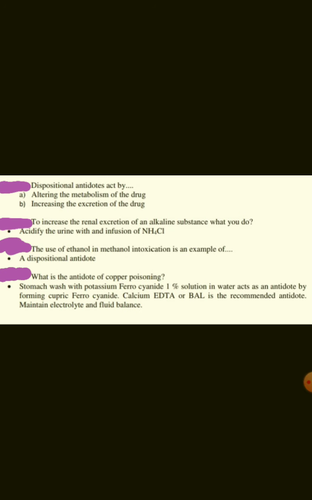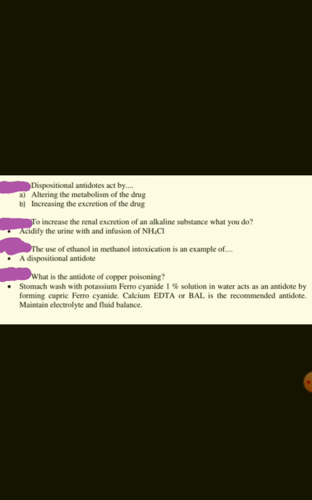Dispositional antidotes act by altering the metabolism of the drug or by increasing the excretion of the drug. To increase the renal excretion of an alkaline substance, what do you do? Acidify the urine with an infusion of ammonium chloride. The use of ethanol in methanol intoxication is an example of a dispositional antidote.